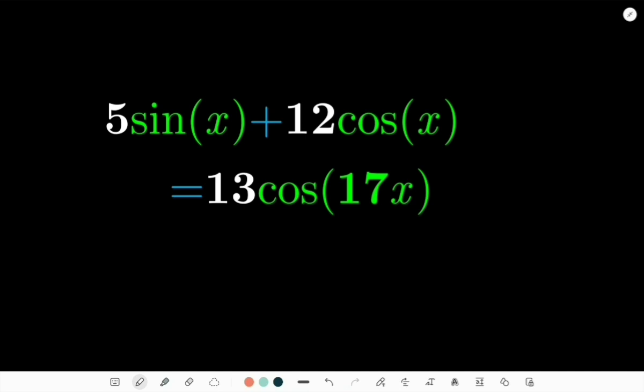So today we are going to dive deep into the world of trigonometric equations again.